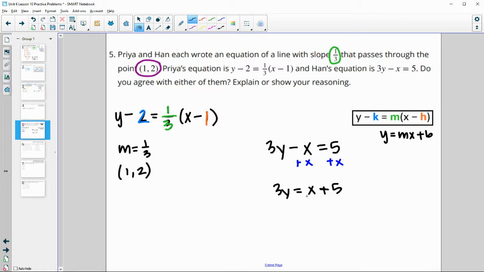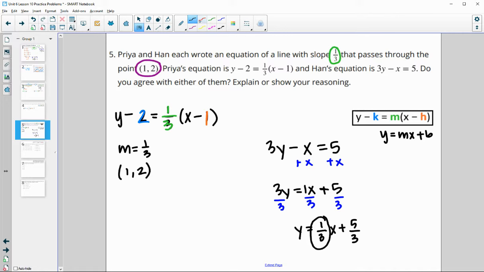we'll end up with 3y equals x plus 5. And then dividing by 3, we'll get 1/3 for the slope. So we end up with y equals 1/3 x plus 5/3. So we do have the slope of 1/3, so that's good.